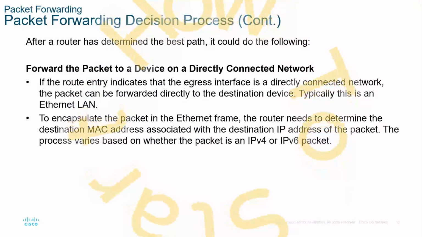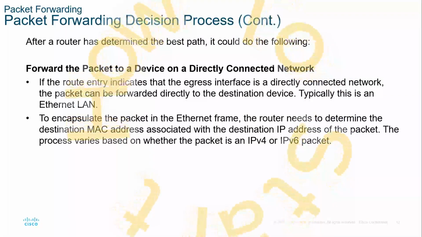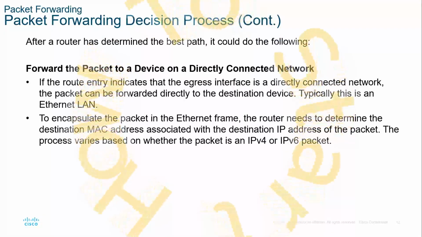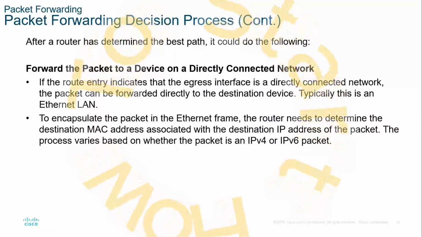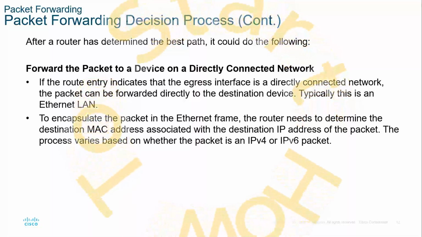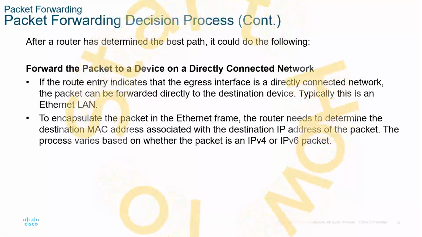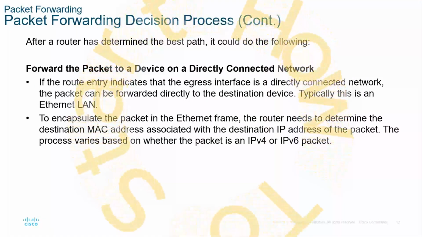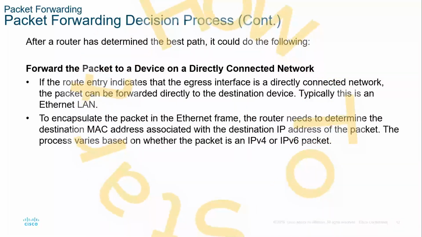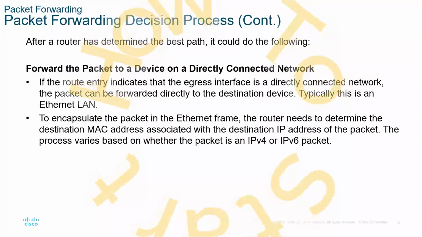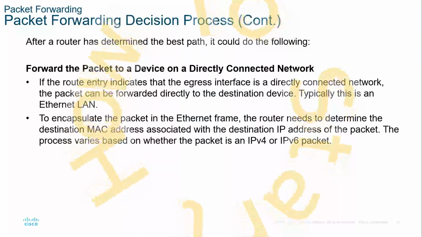It's interesting because after the router has determined the best path, it could do the appropriate action. Well, it should do the appropriate action. It should forward the packet to a device on a directly connected network. That is always going to be the highest priority. The best route will always be the most trustworthy, and directly connected routes are normally viewed as the most trustworthy.